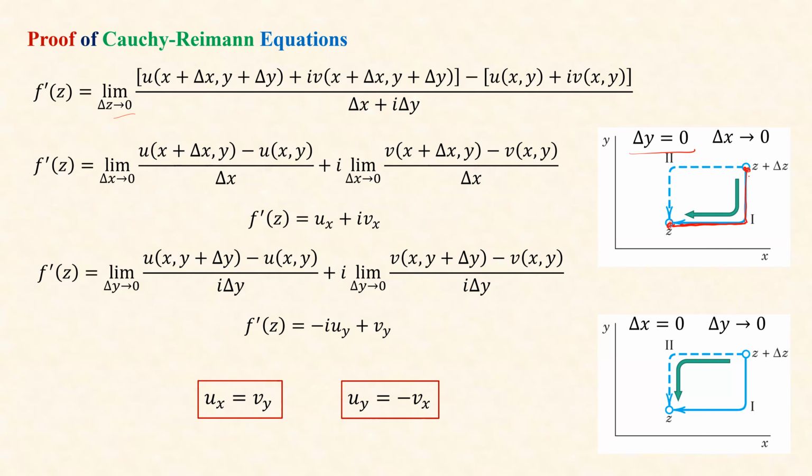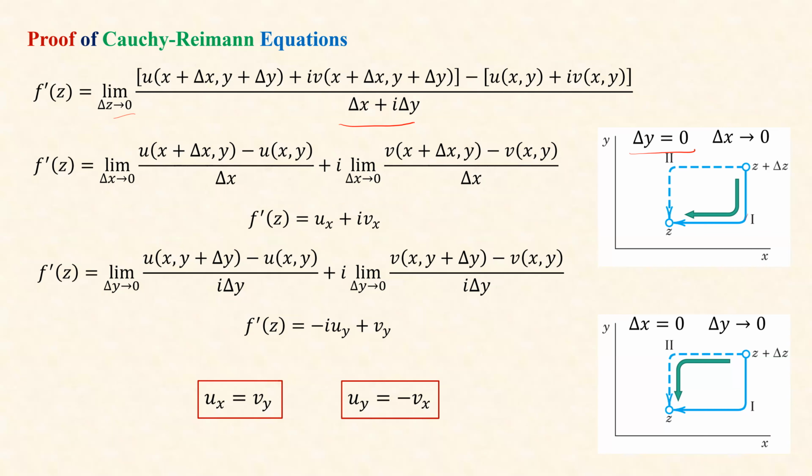Right. So that means that going to z from path 1 is by putting delta y equal to 0 first. But if you go through path 2, it means that first you put delta x equal to 0 and then approach delta y to 0. We're not putting delta z equal to 0 because that's forbidden. Delta z cannot be 0 since it is in the denominator. But we can approach it to 0.